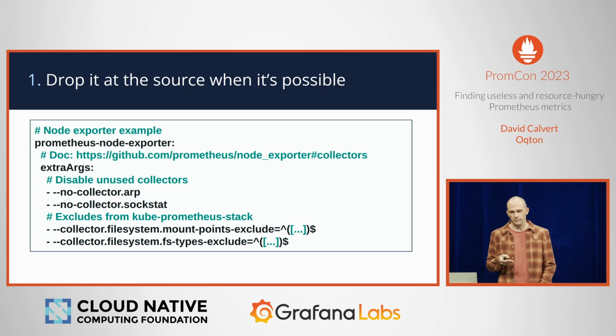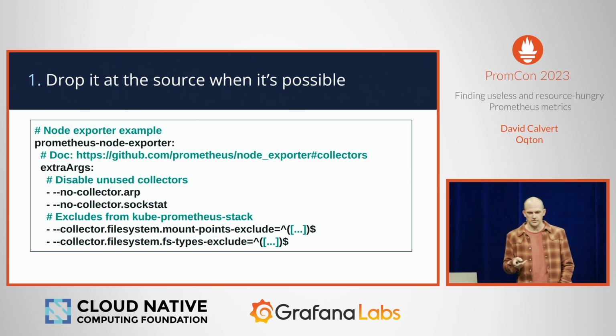For example, the Prometheus node exporter has a notion of collector, so you can enable or disable specific collectors. In this example, we disable the ARP and sockstat collectors. But if you don't want to disable everything, there are include and exclude paths that you can use on this exporter. Unfortunately, not all exporters will support that.